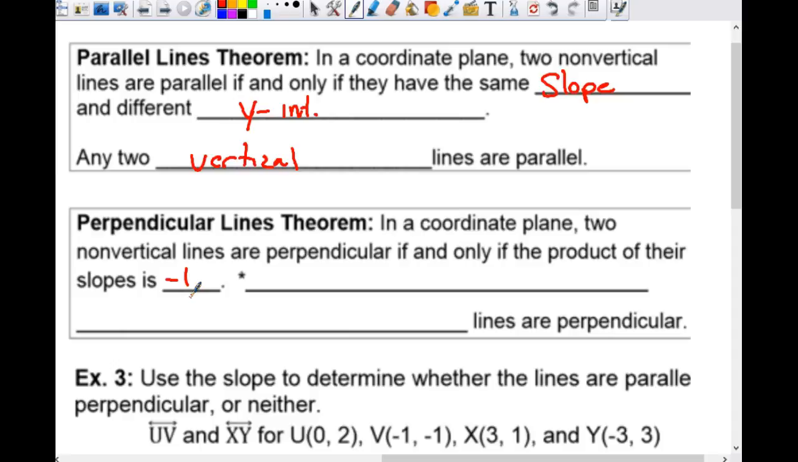Okay? Don't worry about this part here. Cross it out. If you all want to know what the answer is, the answer is negative reciprocal, and horizontal and vertical lines are perpendicular. But don't worry about that for right now.